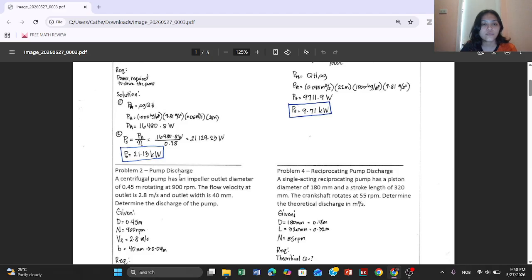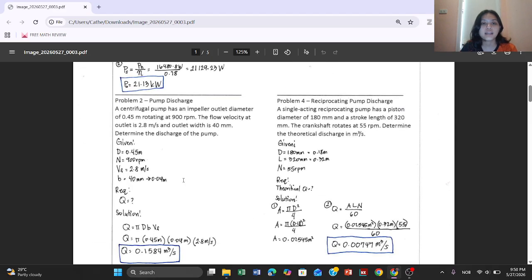Next is problem number 2, about pump discharge. A centrifugal pump has an impeller outlet diameter of 0.45 meter rotating at 900 RPM. The flow velocity at outlet is 2.8 meter per second and outlet width is 40 mm. Determine the discharge of the pump.